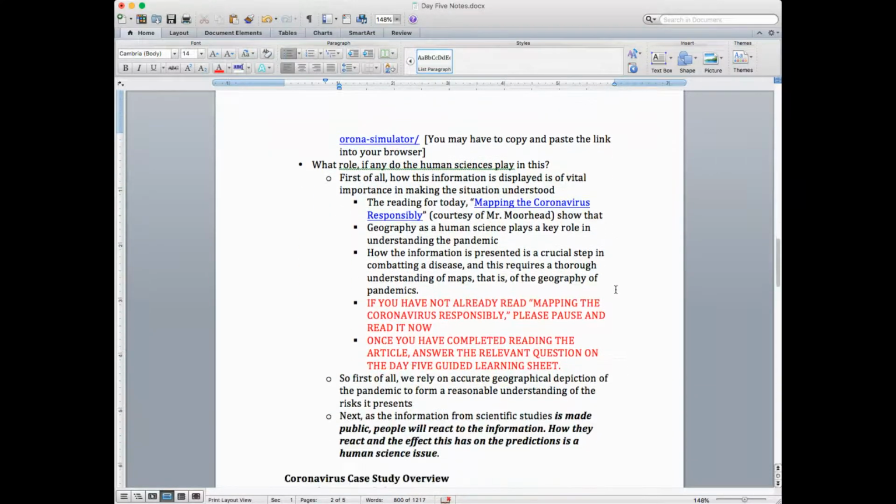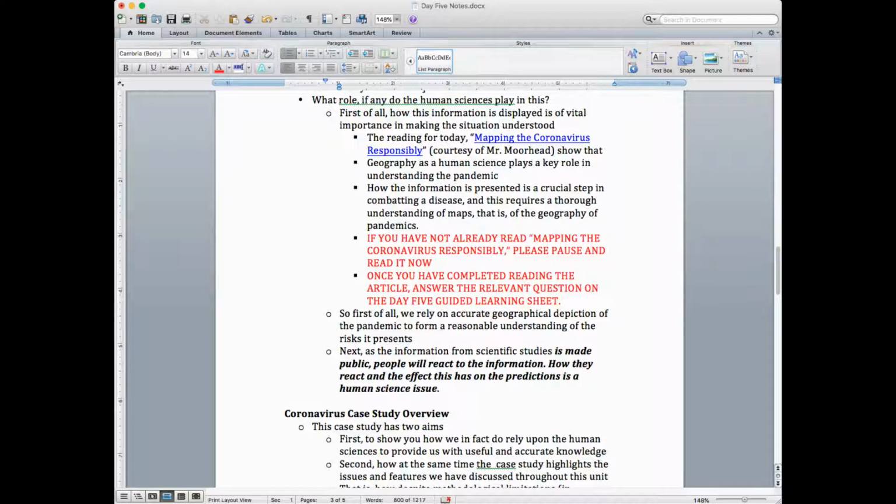So let's get to what we're talking about today. What role, if any, do the human sciences play in the study of this pandemic? Well, first of all, how the information is displayed is of vital importance in making the situation understood. The reading for today, Mapping the Coronavirus, comes to us courtesy of our resident geography guru, Mr. Moorhead. And the article shows that geography as a human science plays a key role in understanding the pandemic.